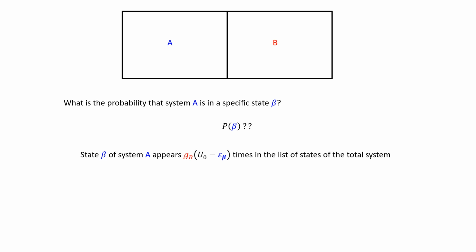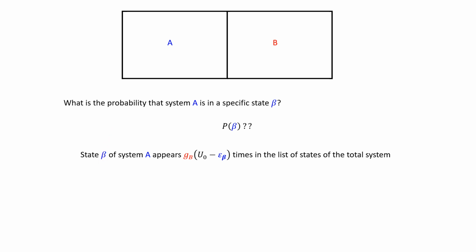So as we've just seen, the number of times a state of system A appears in the list of states of the total system depends on how many states of system B can combine with the state of system A. So if we're looking at state beta, then we have to consider the number of states of system B having the complementary energy. So here, this is the symbol for the energy of state beta, and this is again the total energy. So this is the number of times that the state beta will appear in the list of states of the total system.